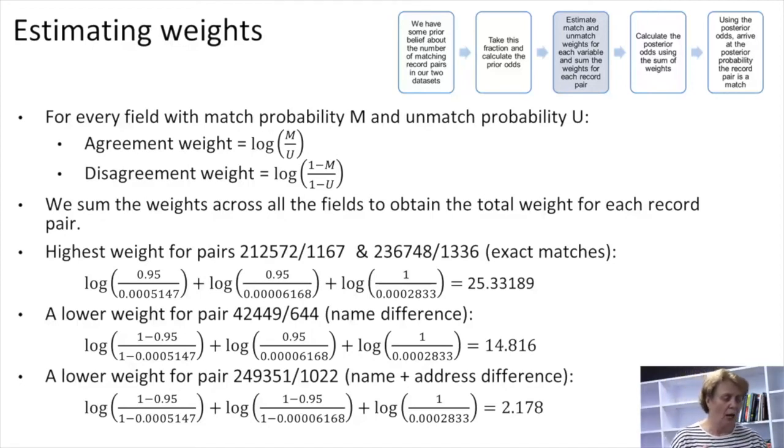So now, in the example we have, we're going to look at the SAM number 212572 and 1167. And we're going to calculate those M and U probabilities. And what you're going to see is when you just do that brute force calculation, you get a number of 25.33. And you can do the arithmetic. I'm not going to work it out for you. So you get a number of 25.133.